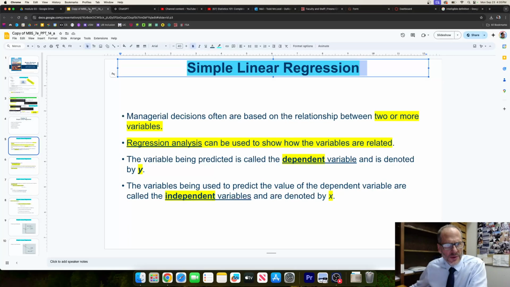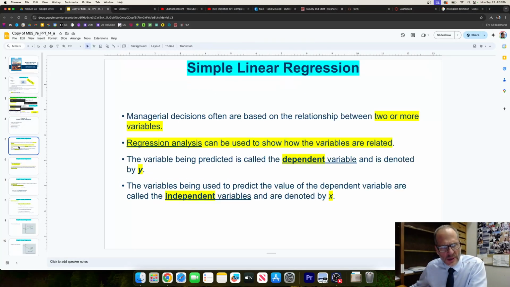Now we're going to go through the textbook, PowerPoint, whatever, Google Slides presentation for simple linear regression.